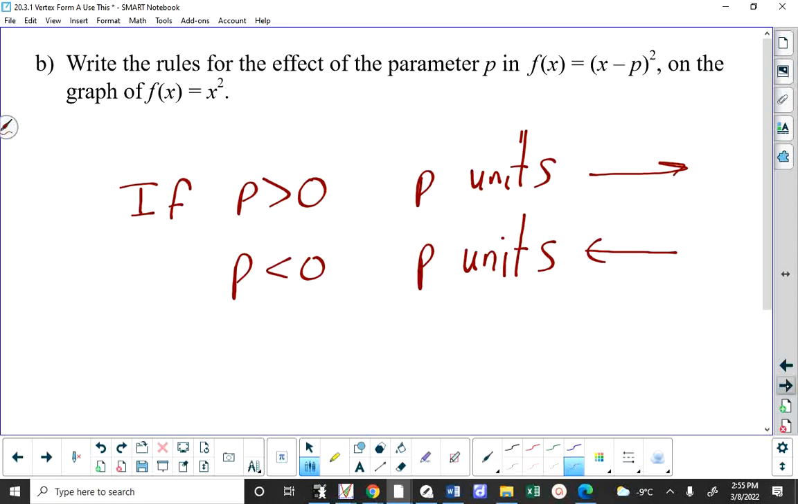Of course, when I say p units in a negative direction, which is to the left, I mean don't include the negative when you say p units. If p is negative 5, it just shifts 5 units to the left. So now you know what A, P, and Q do, and the lesson can be concluded by looking at examples where we put it all together.